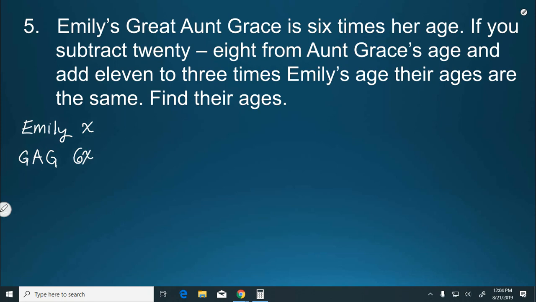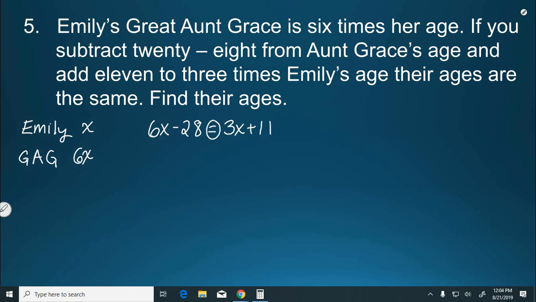If you subtract 28 from Aunt Grace's age, so 6x minus 28, and add 11 to 3 times Emily's age, their ages are the same. Add 11 to 3 times Emily's age, so 3x plus 11. And then their ages are the same. That's why I put the equal sign there.